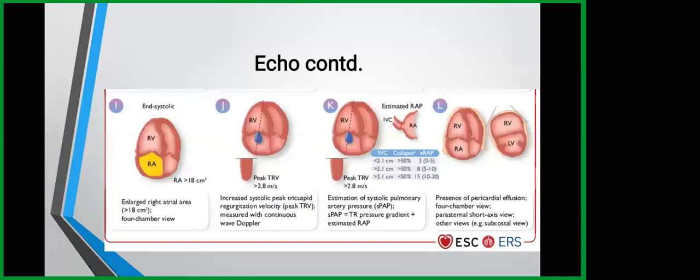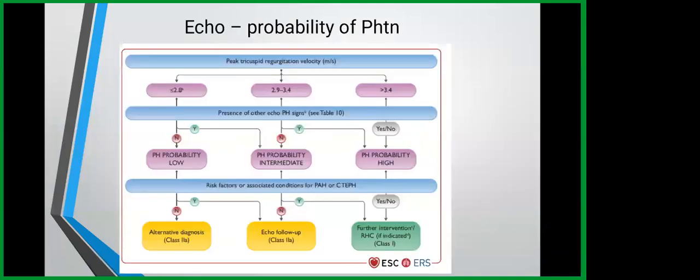The last sign we can see on echo is pericardial effusion. You can see it in any view: four chamber, long axis, short axis, all of them, subcostal. Another thing that is important to assess.